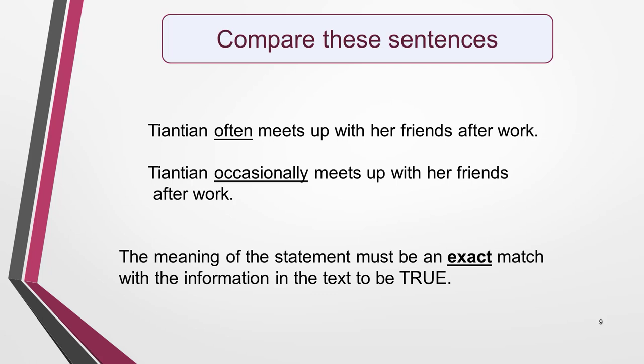Compare these two sentences. Tian Tian often meets up with her friends after work. Tian Tian occasionally meets up with her friends after work. In the second sentence, just one word has been changed, but it gives it a very different meaning. In true, false, not given questions, the meaning of the statement must be an exact match with the information in the text to be true.